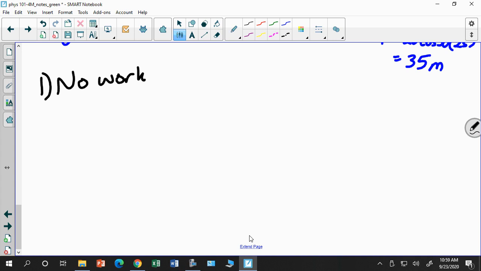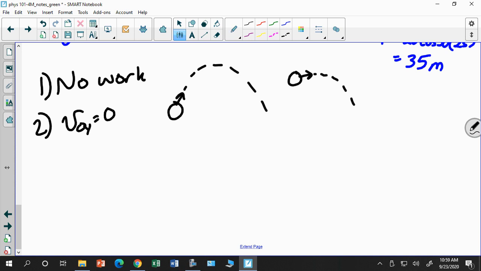Somebody asked about v naught y. When is v naught y equal to 0? In projectile motion, we have a few different scenarios that you're going to encounter. You'll see this problem. You'll see this problem. And then you'll also see a different problem where it starts at one level and then ends at another level. The only part where v naught y is equal to 0 is here. It's only 0 there because the motion is all in the horizontal direction. Only when the motion is only horizontal.